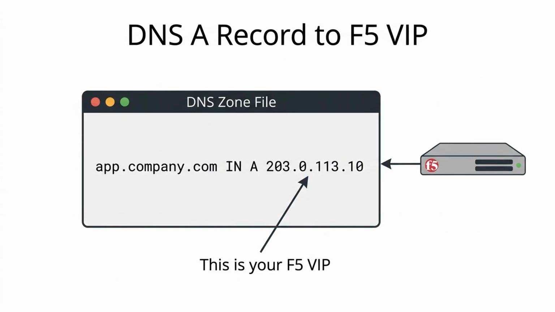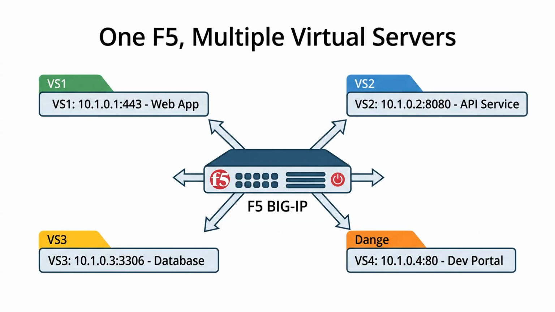Let me show you an actual DNS record example. In your DNS zone, you have an A record like this. app.company.com pointing to 203.0.113.10. That IP is your F5 VIP. Your users never know the real server IPs. All they know is the domain name. When F5 receives the traffic, it picks a healthy backend server from the pool and forwards the request. The response comes back through F5 and is returned to the user. Clean and transparent.